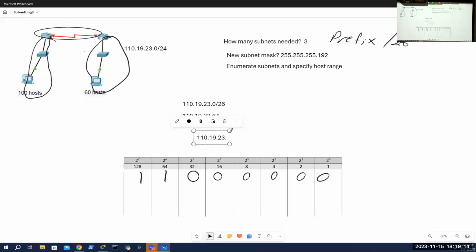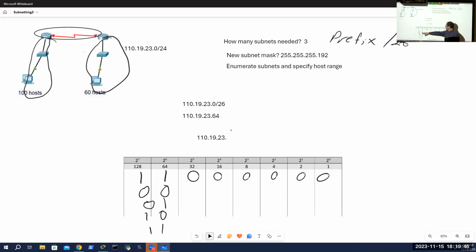99 is the highest value, but you have to remember 0, right? So 100 different numbers with 2 digits. Well, with 2 binary digits, what are the possible values? 0 0, 0 1, 1 0, 1 1. And so when we create our subnets, we're going to use that fact.